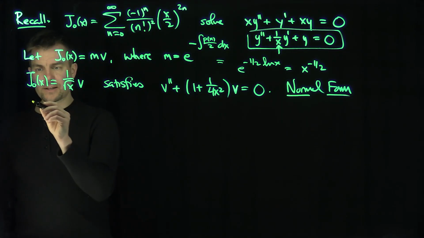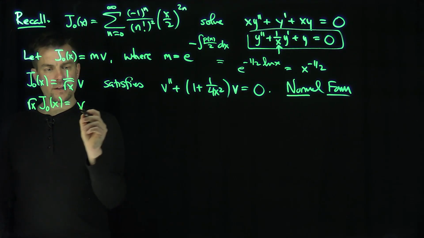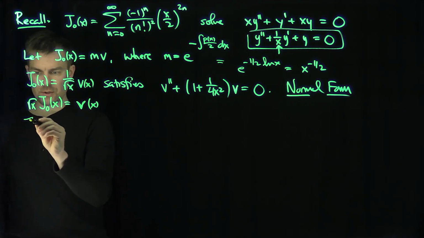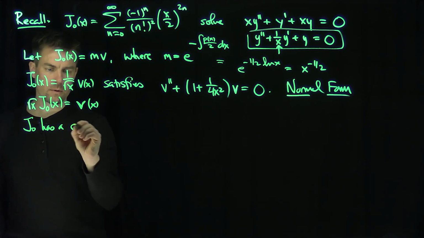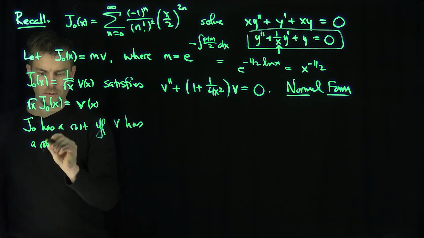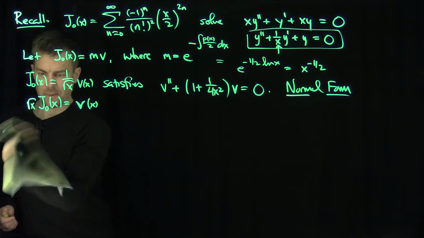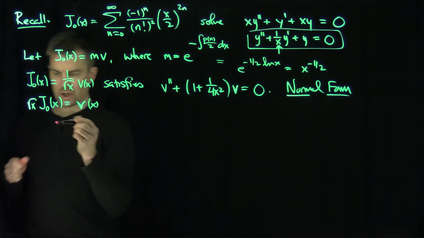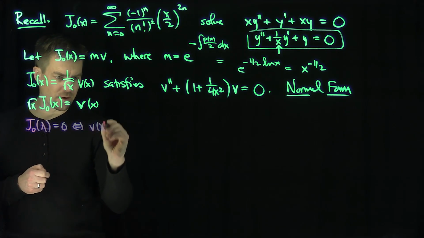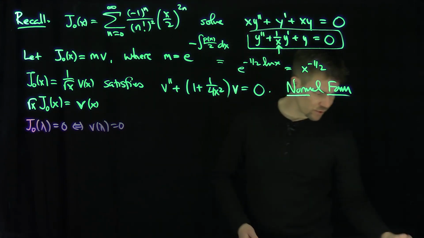If I look at this function square root of x times J0 of x, which is v, then I know that v of x will vanish when the function J0 of x vanishes. So J0 has a root if and only if v has a root. But let's be a little more precise about what I mean by that. What I mean is that J0 of lambda is equal to 0 if and only if v of lambda is equal to 0. In other words, the roots of v are exactly the roots of J0.